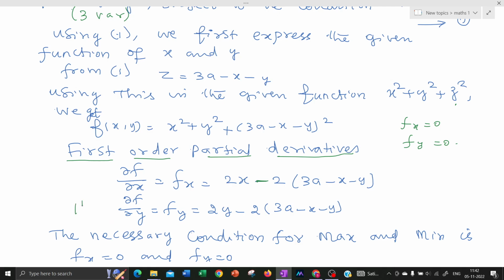Similarly, we can find dou f by dou y. Dou f by dou y is 2y minus 2 into 3a minus x minus y. In case the function is symmetric or homogeneous, if you differentiate with respect to y, you just have to change x to y and y to x here.